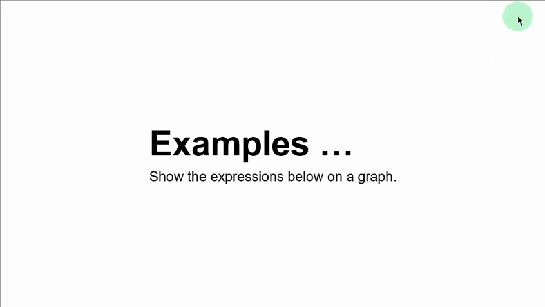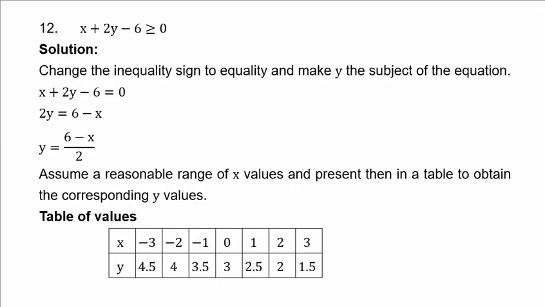Examples. The instruction is show the expressions below on a graph. Example 12. x plus 2y minus 6 greater than or equal to 0. Solution. First thing is to change the inequality sign to equality and you make y the subject of the equation. So this symbol, you change it to equality to enable you get the ordered pair or table of values.